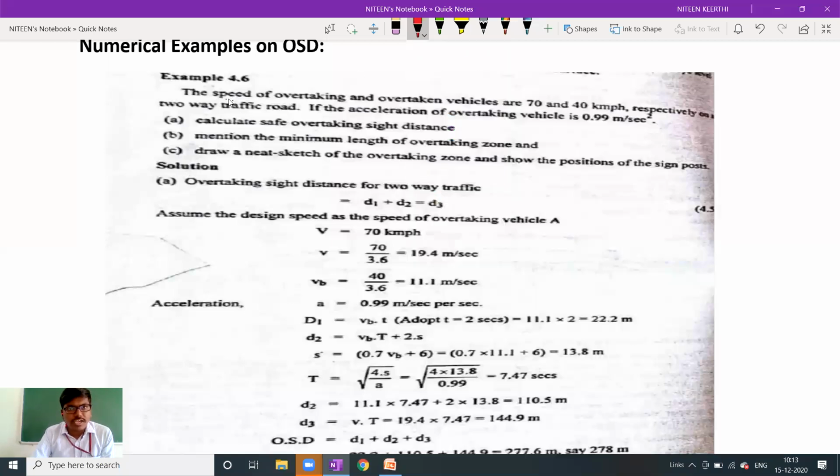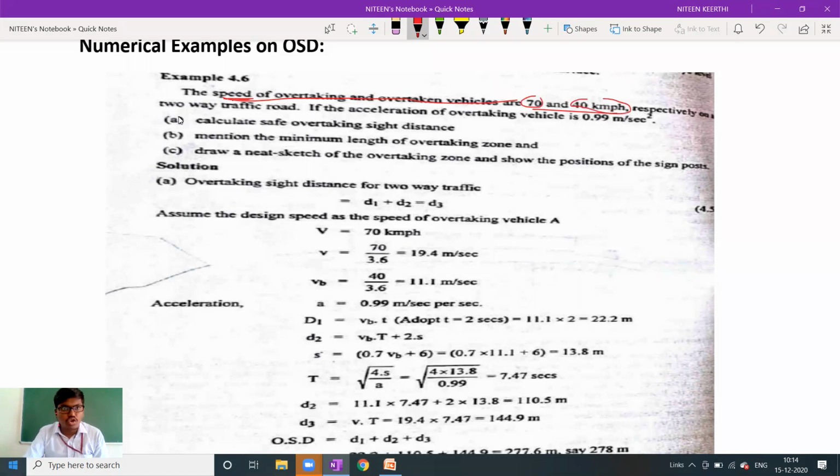So coming to example 4.6, the speeds of the overtaking vehicle and overtaken vehicle are 70 kmph and 40 kmph. Overtaking vehicle means if I am driving a vehicle and trying to overtake a vehicle, that is my vehicle, we say it as overtaking vehicle, which is 70 kmph, and overtaken vehicle means the vehicle ahead of mine, that is 40 kmph.